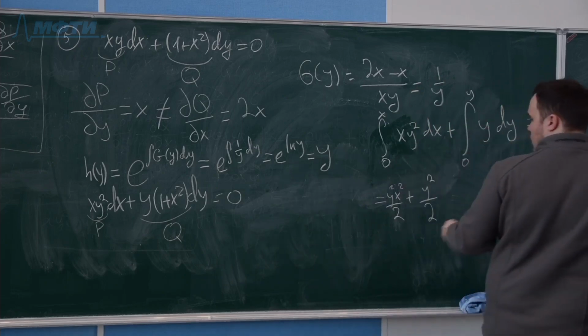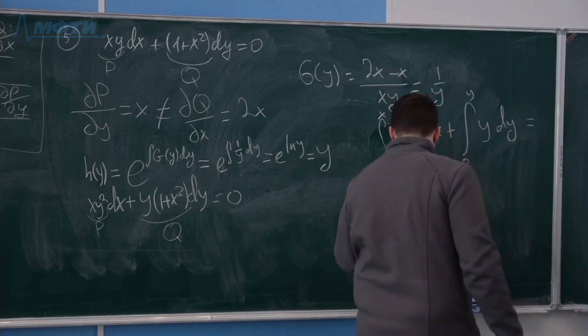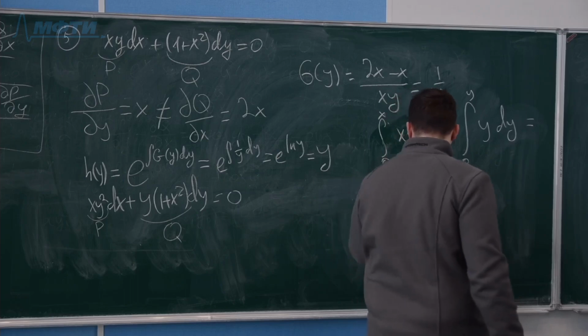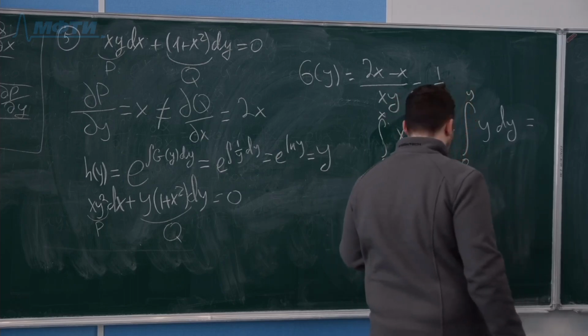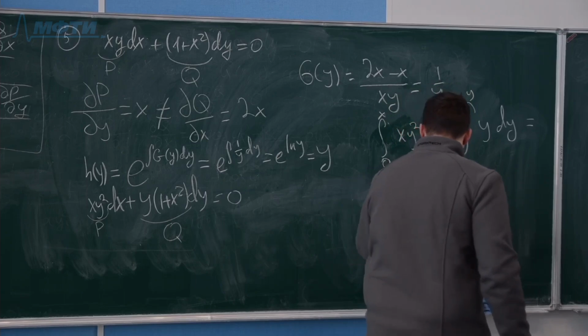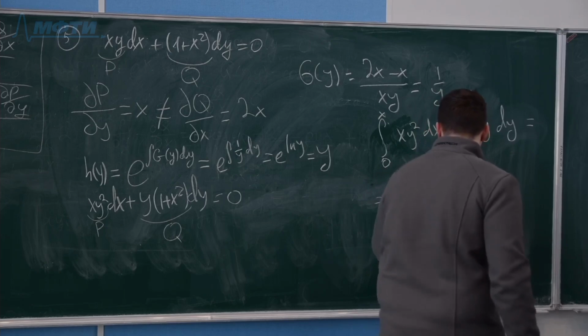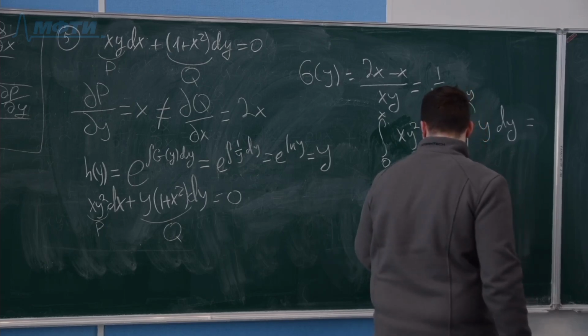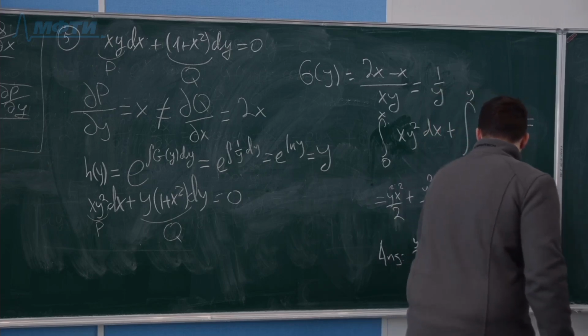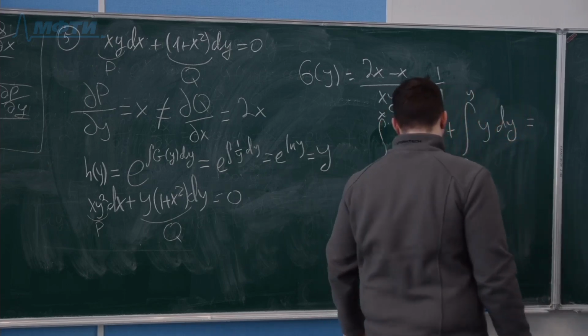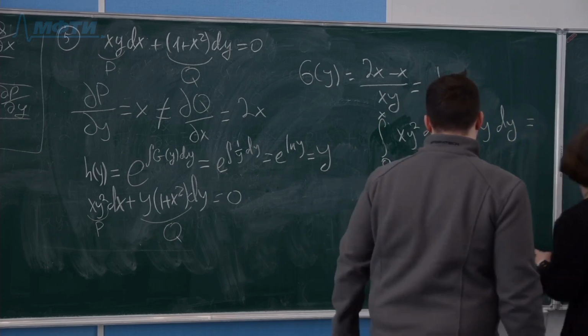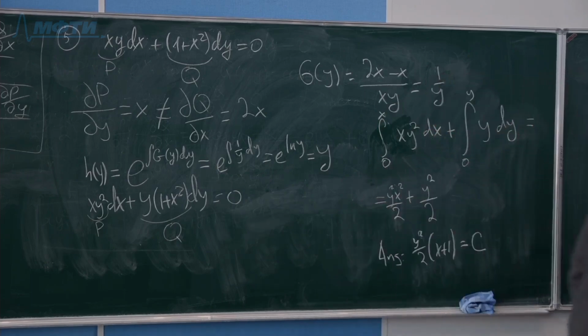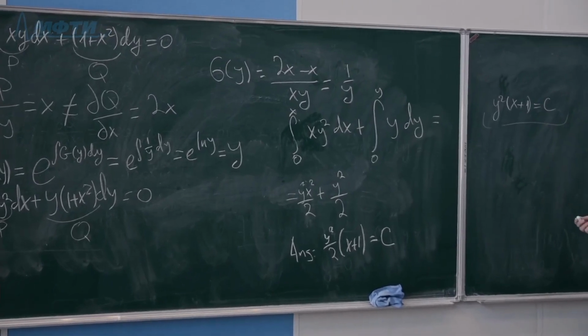You should set this equal to C. You may use the letter C. And you may eliminate 2 if you want. So equals C, of course, the constant. But if you don't want to divide by 2, you may write the answer in the form y squared times (x squared plus 1) equals C. You need not multiply C by 2 because it's an arbitrary constant.